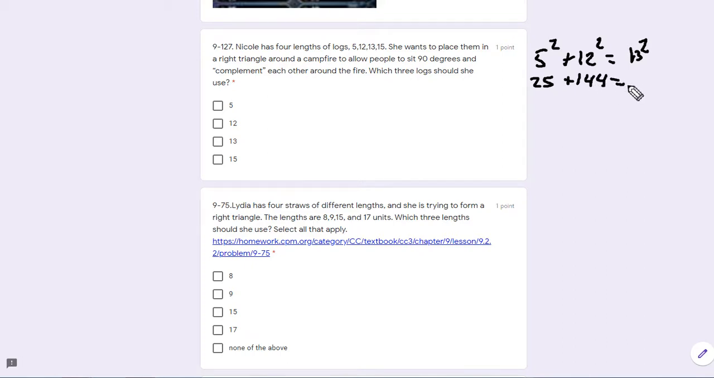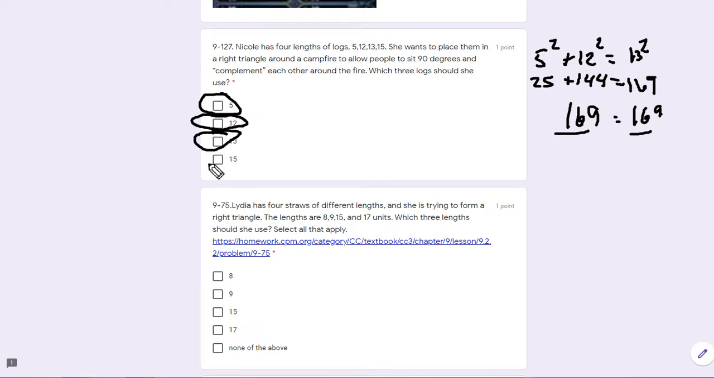And 13 squared is 169. Well, we just saw that number pop up. We knew that this side equaled 169 and this side equals 169. And if they are equal to each other, then that can be a right triangle. So we know that our answer would be 5, 12, and 13. Nope, don't select 15. Very simple. That's how you do it.